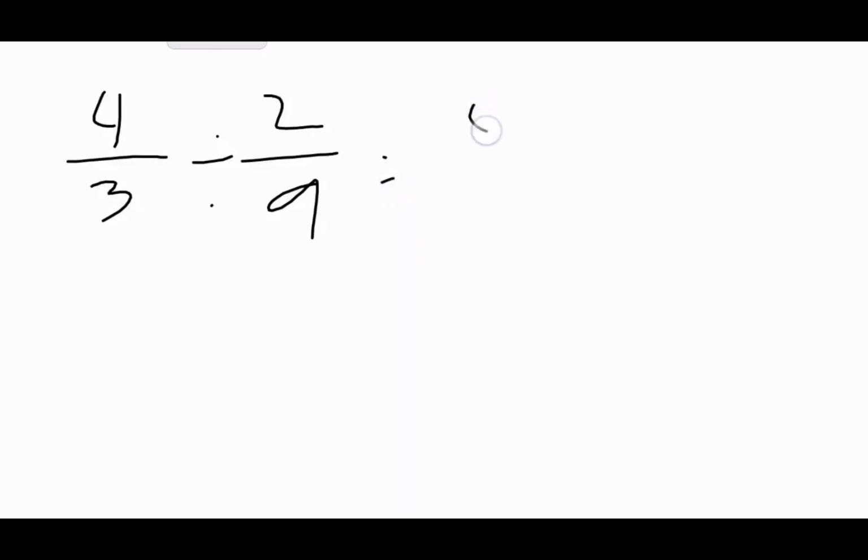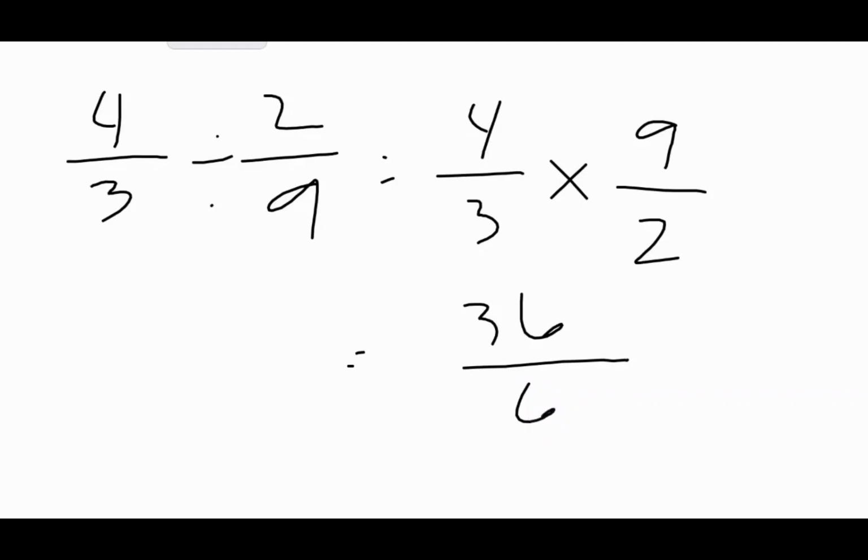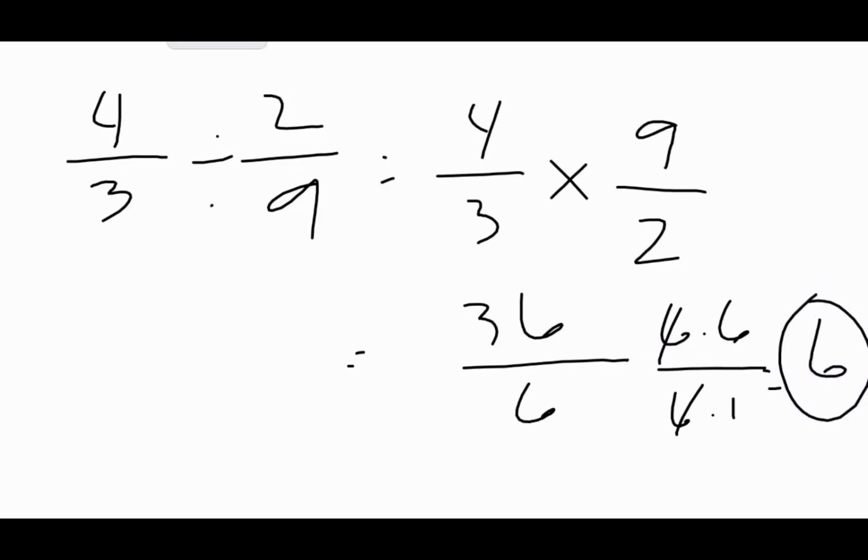So keep 4 over 3, change the operation into multiplication, then flip the second set, that's 9 over 2. Then perform multiplication, that's 36 over 6. We can factor this one, 6 times 6 and 6 times 1. That's 6 over 1 or 6. Another example, 10 over 17 divide 6 over 5.